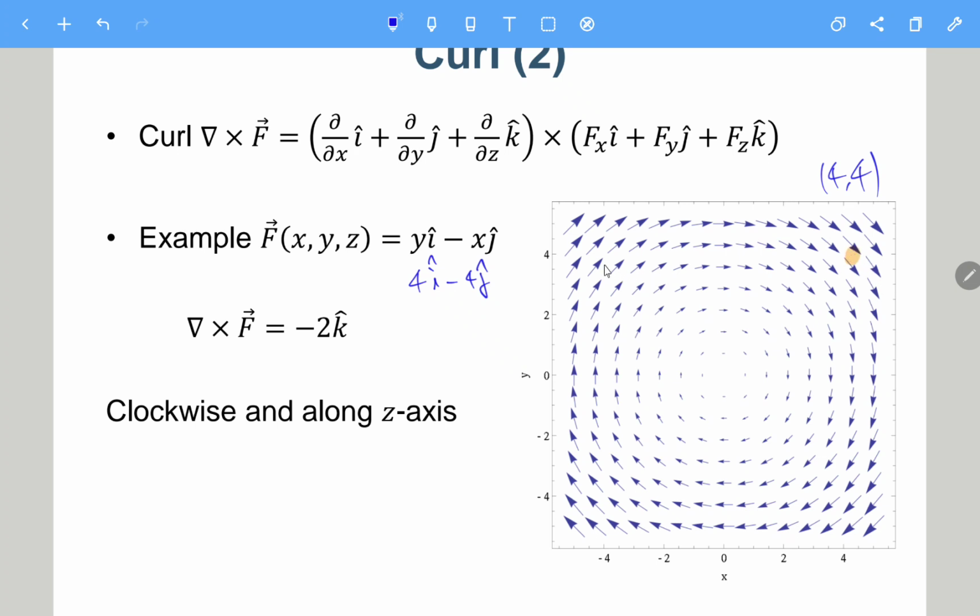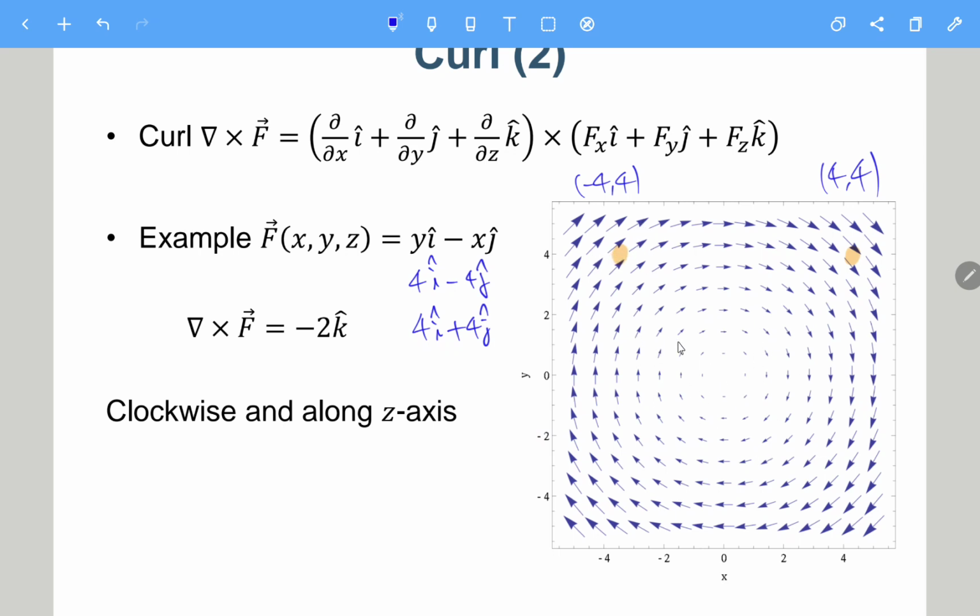Okay, and then for example, this point is negative 4, 4. When we plug in this point, y is 4, so it becomes 4i, and x is negative 4, so it becomes plus 4j. So plus 4i is pointing to the right side, and plus 4j is pointing to the top, so it points to the top right.